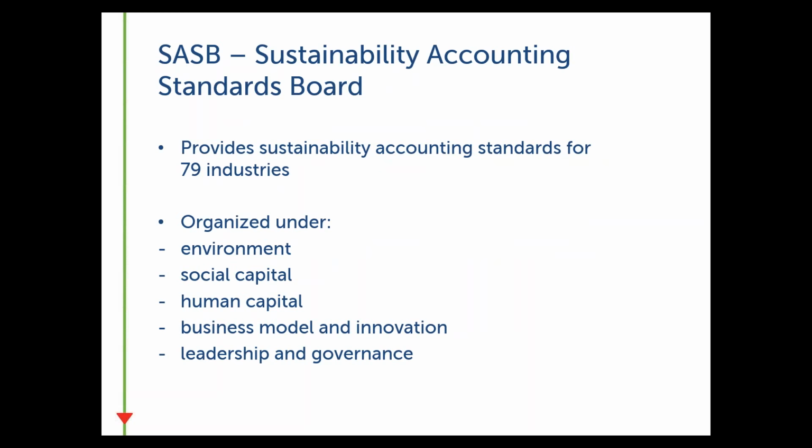The Sustainability Accounting Standards Board was established in 2011 and provides standards for over 79 industries. It is organised under the 5 main areas shown on the slide. It concentrates on the management of corporate environmental and social impacts. SASB has its own standard board that oversees all processes, outcomes, and ratifications. There's a 6-step process conforming to the standards that is split into 2 clear areas.